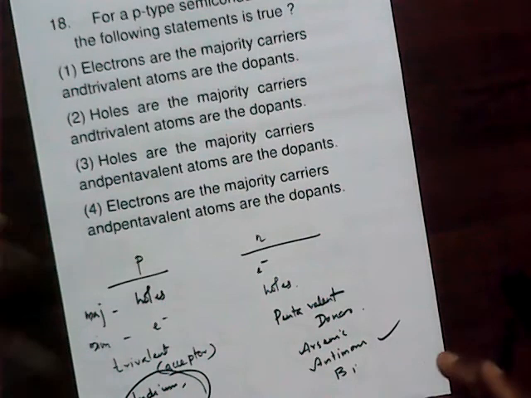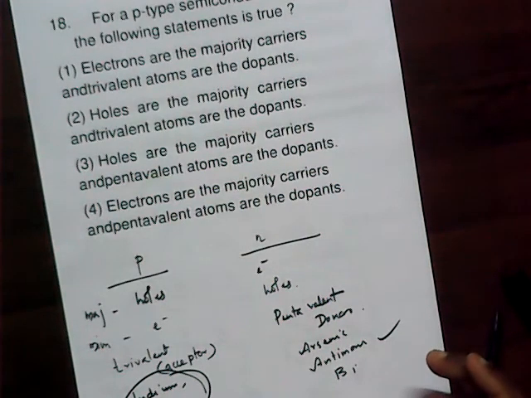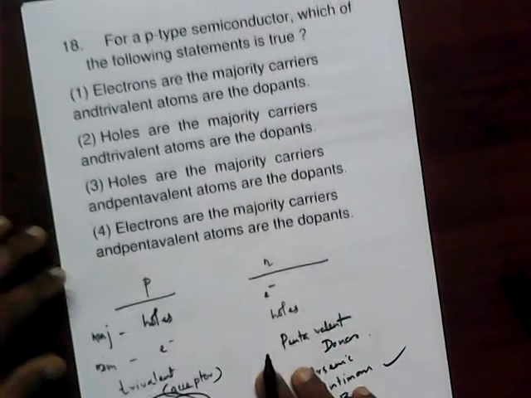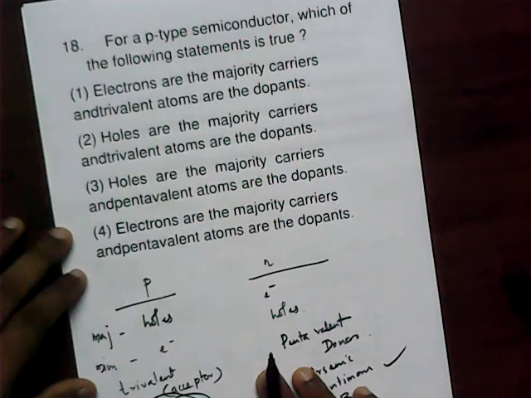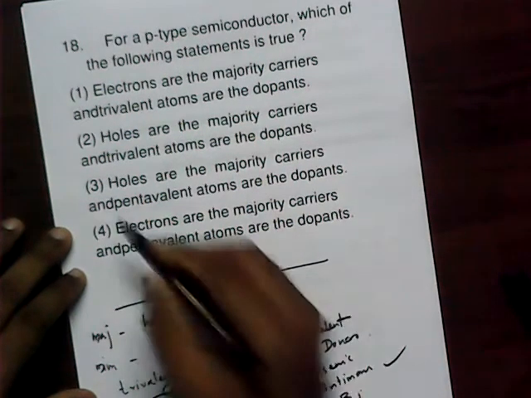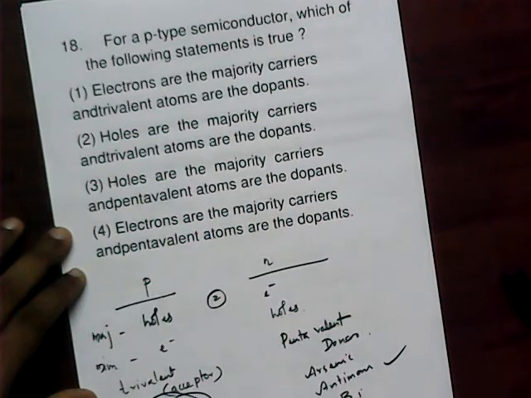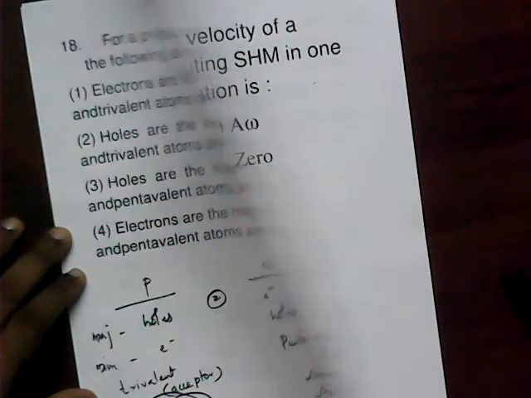But here the question is which are the majority carriers and dopants. Here we know it is a p-type semiconductor, so the holes are the majority charge carriers and the trivalent atoms are the dopants, and hence we can say 2 is the answer. A good but simple question.